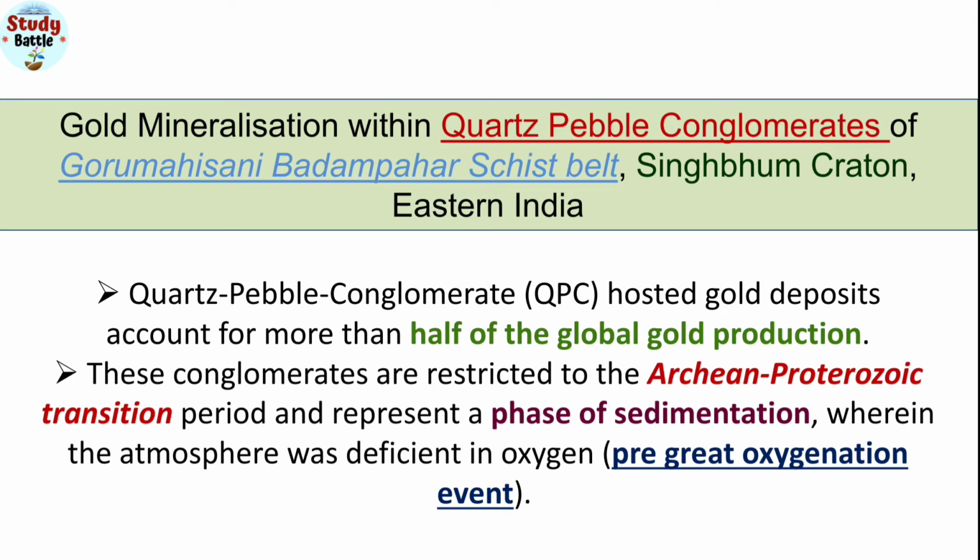The QPC conglomerates are restricted only to this Archean-Proterozoic transition zone, and they represent a phase of sedimentation wherein the atmosphere was deficient in oxygen. We can call it the time span when oxygen was very deficient, known as the pre-great oxygenation event. This is very important for you to understand: the great oxygenation event took place at the boundary, that is, the Archean-Proterozoic transition zone.